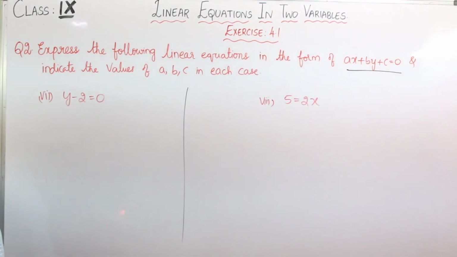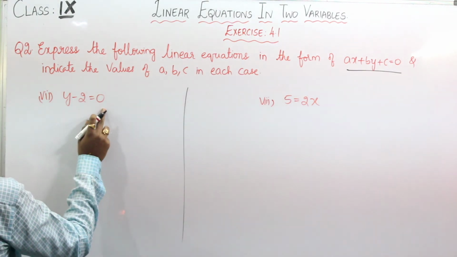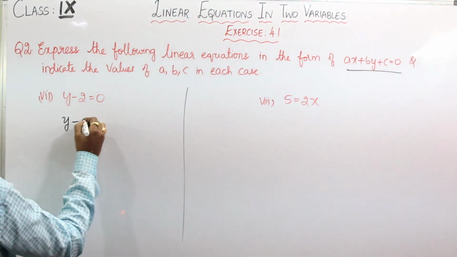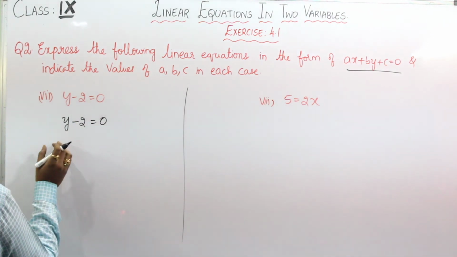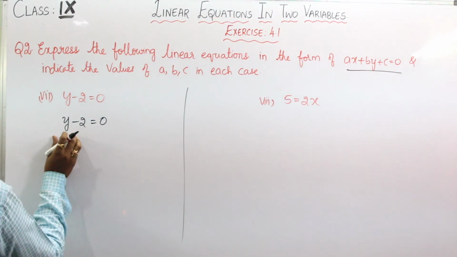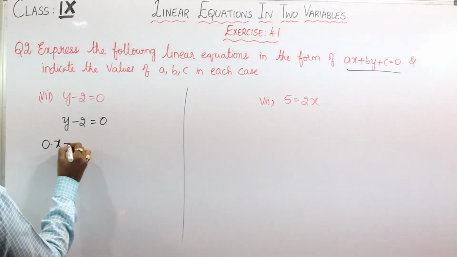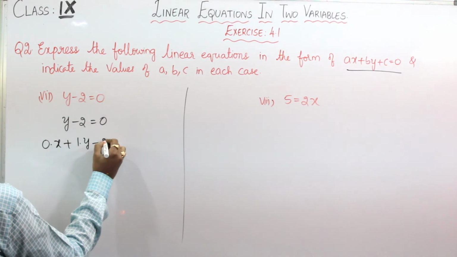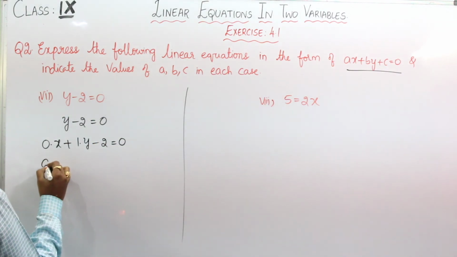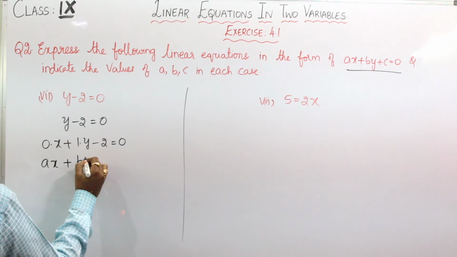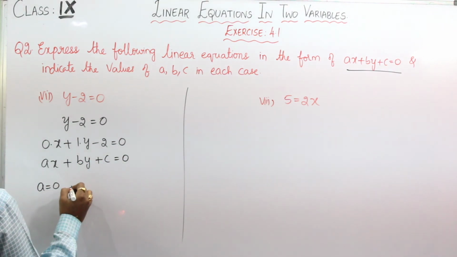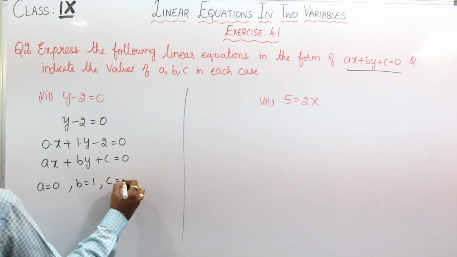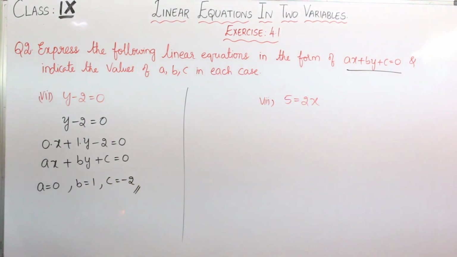Now let us start the 7th bit of this problem, that is y minus 2 is equal to 0. First let us consider the given, that is y minus 2 is equal to 0. Now arrange this in the form of a standard equation, that is 0 into x plus 1 into y minus 2 is equal to 0. Now on comparing with the standard equation, that is ax plus by plus c is equal to 0, we will get a value as 0, b value as 1 as well as c value as minus 2.